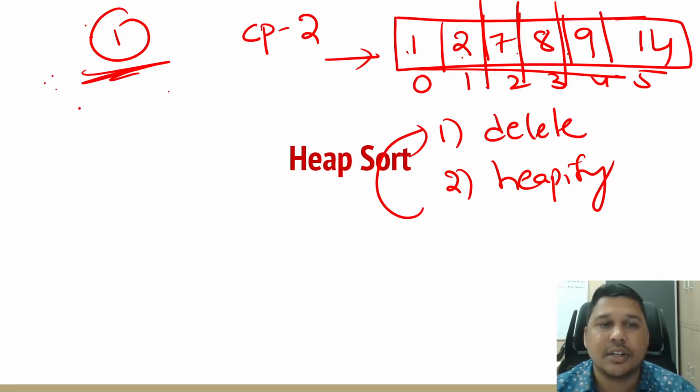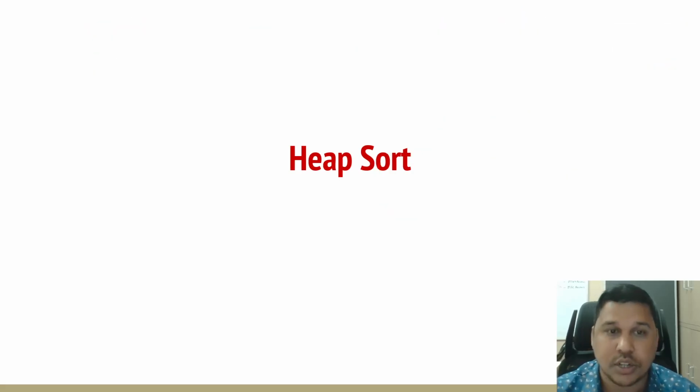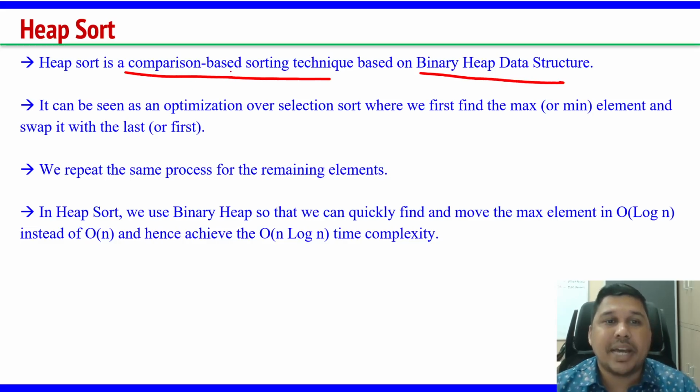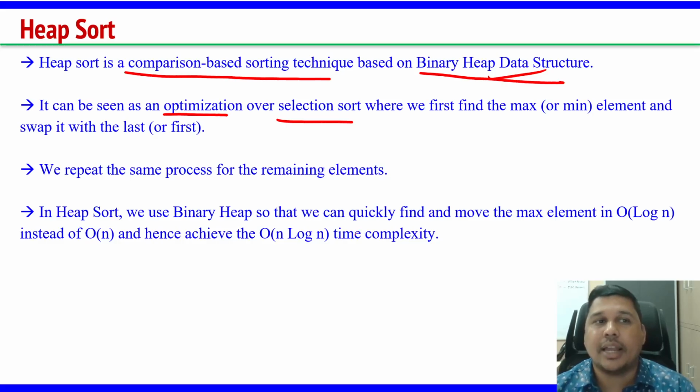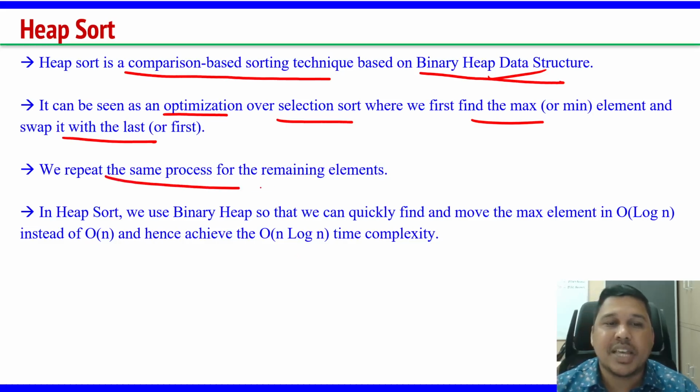Okay. Let us see details about this heap sort. It is a comparison based sorting technique based on the binary heap data structure, right. It can be seen as an optimization of selection sort, where we find the max element and swap it with the last. Okay. We repeat the same process, right. The time complexity is better here, instead of order of n squared in selection sort, it is n log n only.